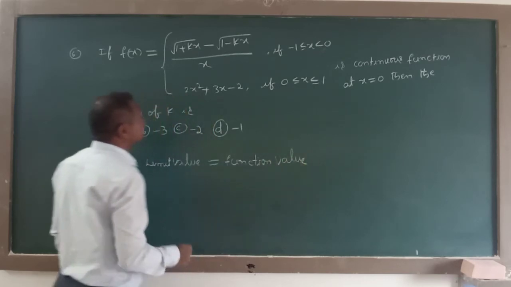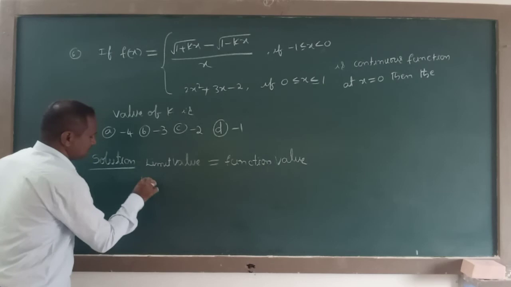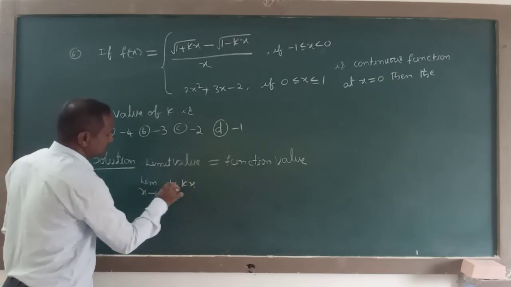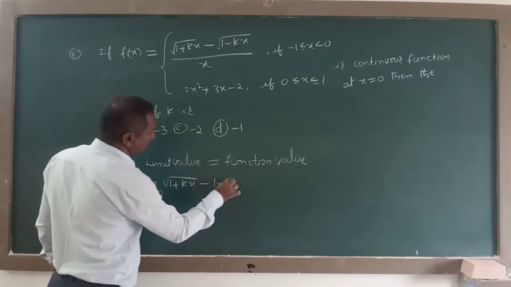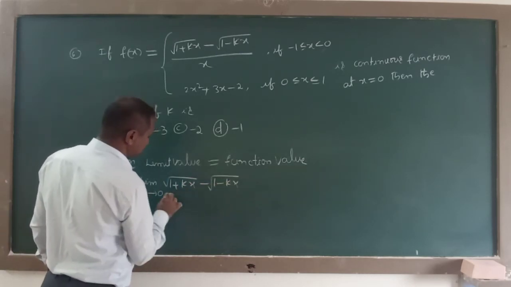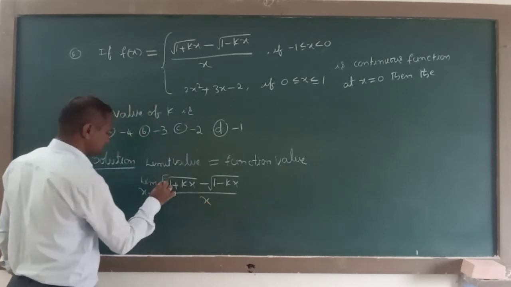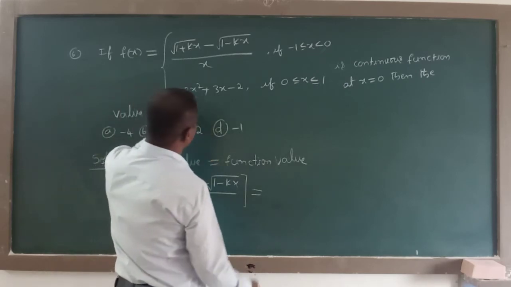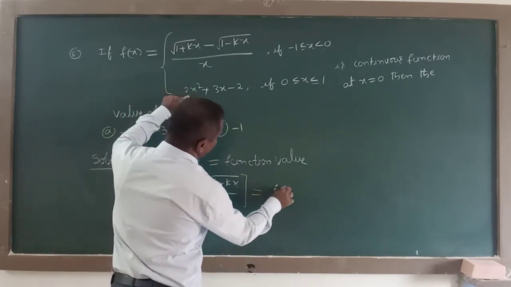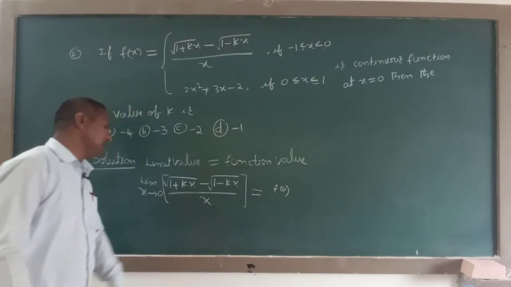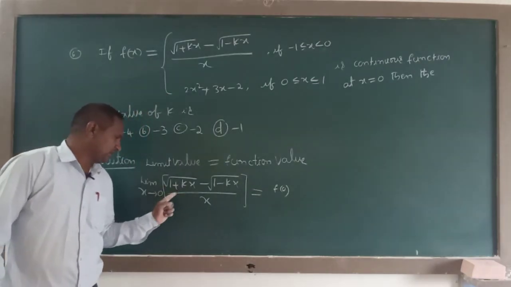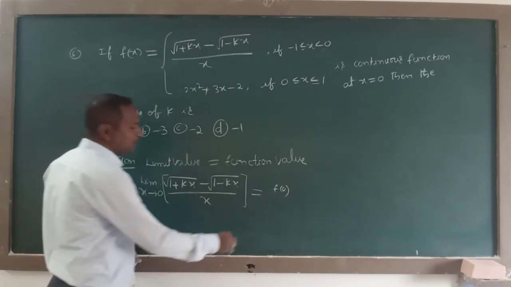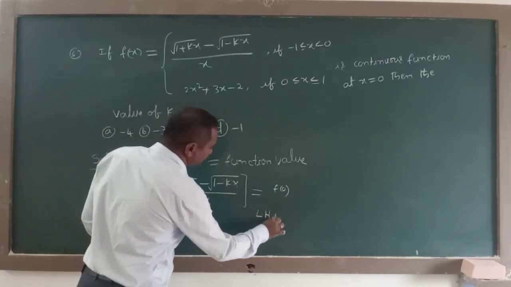Function value, that is, the limit as x tends to 0 of (square root of 1 plus kx minus square root of 1 minus kx) all divided by x is equal to f of 0. Substitute here, f of 0 value you can write here, no problem. Take L'Hospital rule, because if you apply 0 here, you are going to get 0 by 0 form. That's why you'd better apply L'Hospital rule.